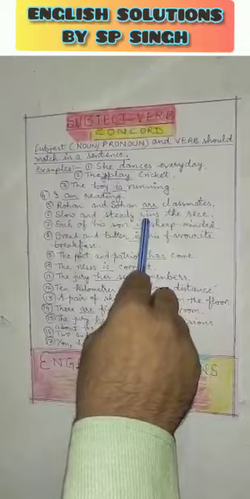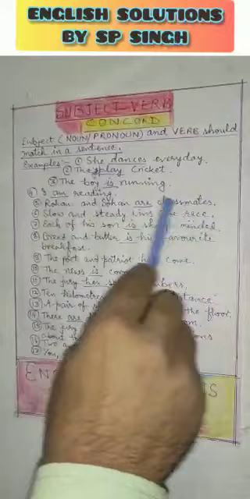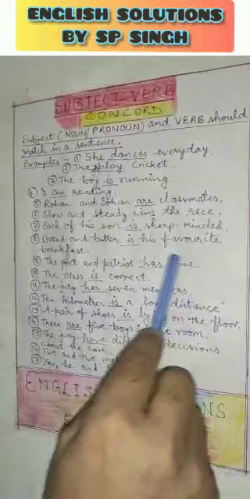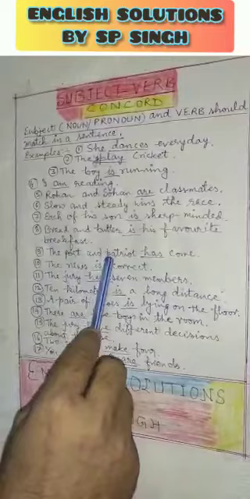And "each of his sons is sharp-minded." Each is standing for one. Another example, "bread and butter is his favorite breakfast." This is again a single idea. "The poet and patriot has come." These two are referring to the same person. If it would have been "the poet and the patriot," then the condition would have changed.